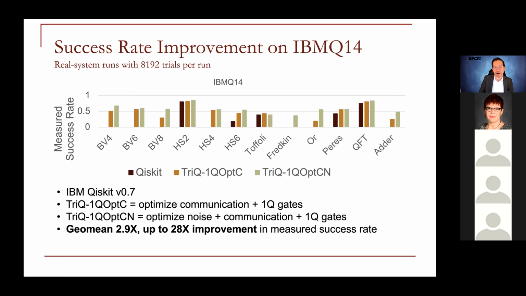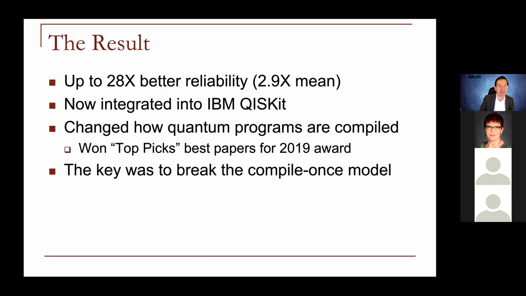So in general, we get about a 3x on average improvement over the IBM software, up to about 28x improvement in reliability. And as I said, this has been quite successful. It's now been integrated into IBM Qiskit. So in fact, this is how most compilers do their compilation now. It's also been integrated, I believe, into the Maryland tool suite and the Rigetti tool suite. And once again, the key was to break this abstraction of, we only compile once for a particular machine family. We're going to do a very tailored compilation.